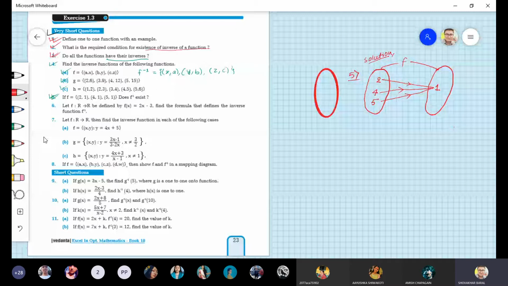What I told you earlier in the definition of 1 to 1 and onto, that every element must be mapped with only one element of set B. But in this case, there are many elements that are mapped to one element.